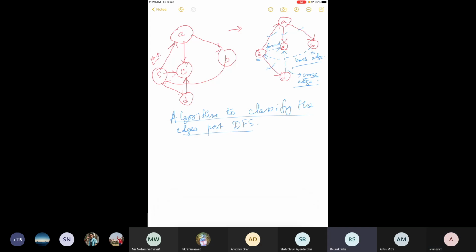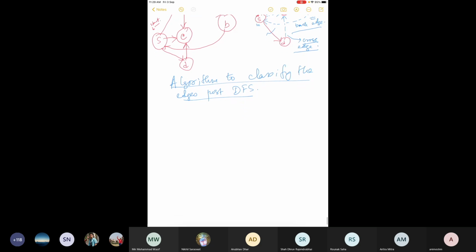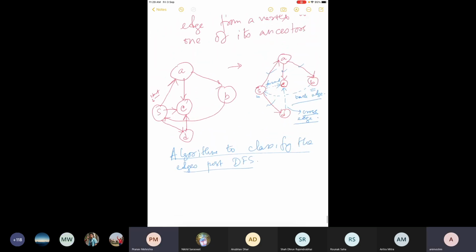Sir, is a back edge necessarily a non-tree edge? Yes. This is a very intriguing question. If the back edge is present, will the tree remain a tree any longer? No, sir, it will have a cycle. And what is the definition of a tree? It has to be cycle free, right? So a back edge cannot be part of the tree.